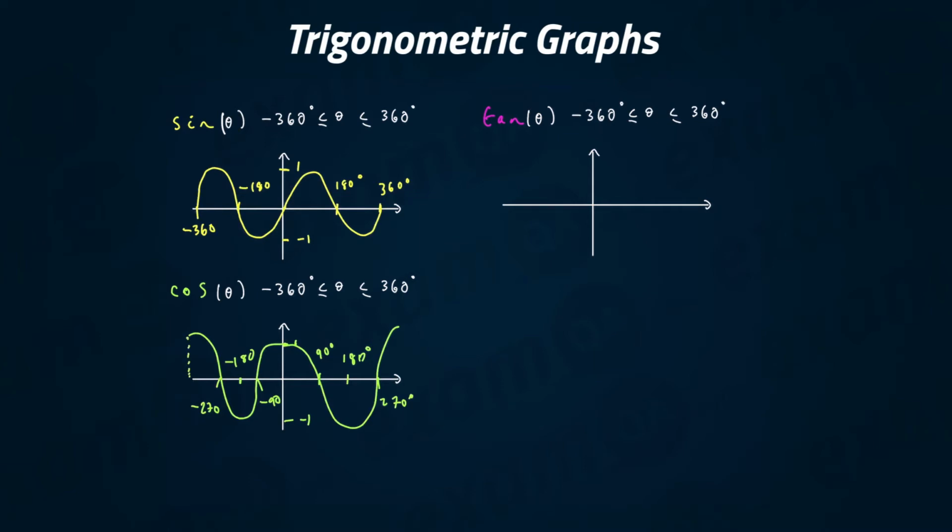This is also something you have to keep note of. That is minus 360, and that is positive 360. So it kind of cuts off halfway, because if you would carry on, it would look like that.